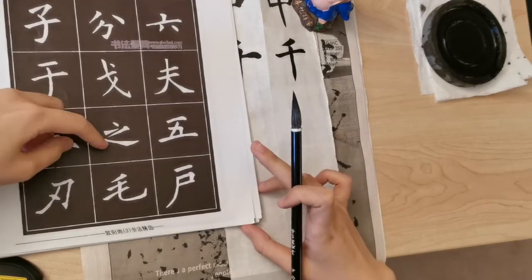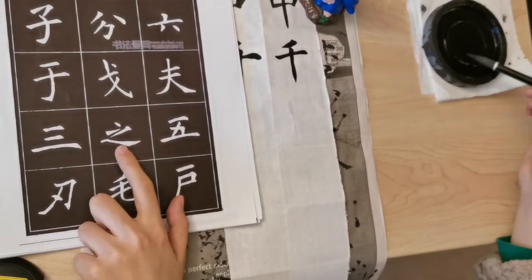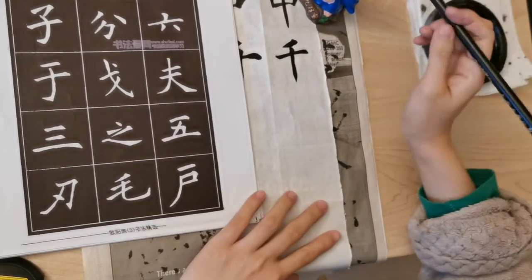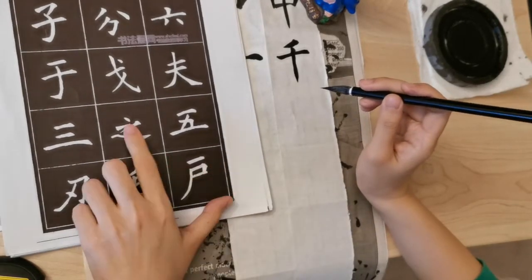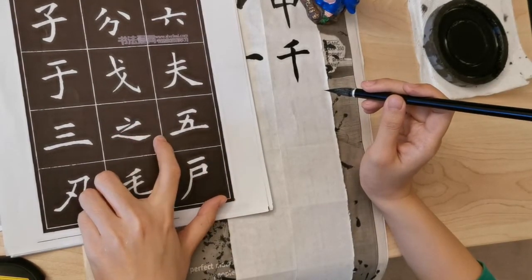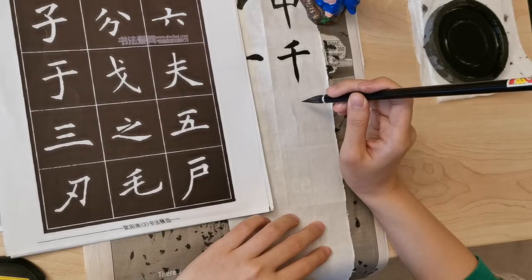Now we have another zhi. So it's hard to translate what this means, so I'm gonna leave it for now and directly write it. And the dot and all these four strokes, the variation is not that much, and it's kind of soft.